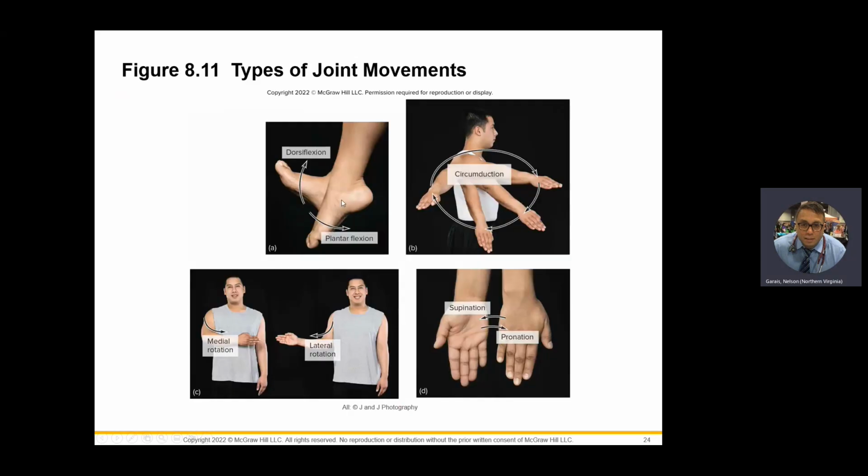Plantar flexion, you're pointing your feet towards the floor, towards the plantar surface. Dorsiflexion, the exact opposite. This is the dorsum of your foot, and that's flexion in this direction. Circumduction is easy, your arm going round and round, or your knee going round and round. Lateral rotation is rotating his arm outward. Medial is rotating his arm towards midline. Supination versus pronation. The best way to learn it is pronation means putting my palms down on the desk. Supination is the exact opposite.